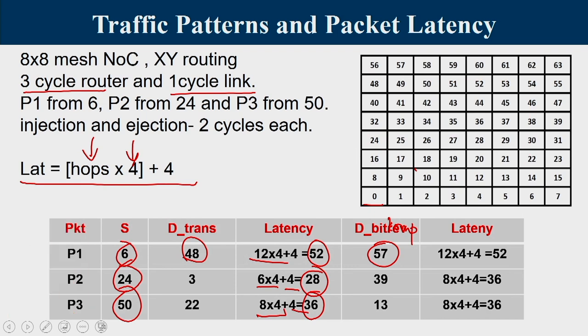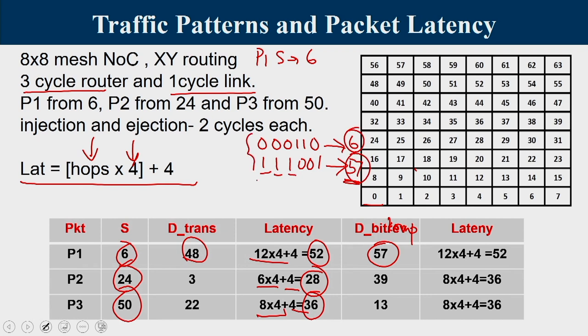So in the case of bit complement, our source here is given as 6, packet P1. So when you write 6, this is the binary value of 6. We complement this, so we get this as the complement. And this corresponds to 57. So packets from 6 are moving to 57 when you follow the bit complement traffic pattern. Similarly, packet 24.